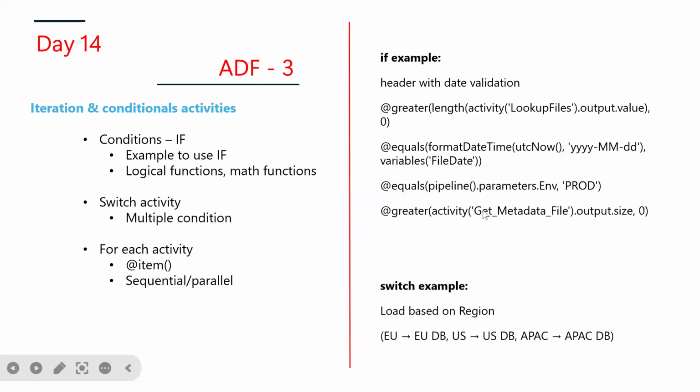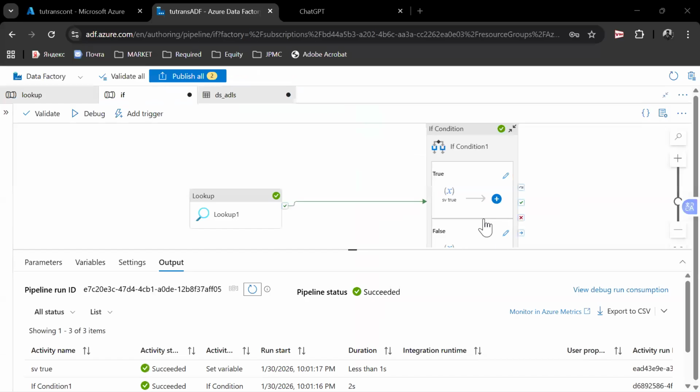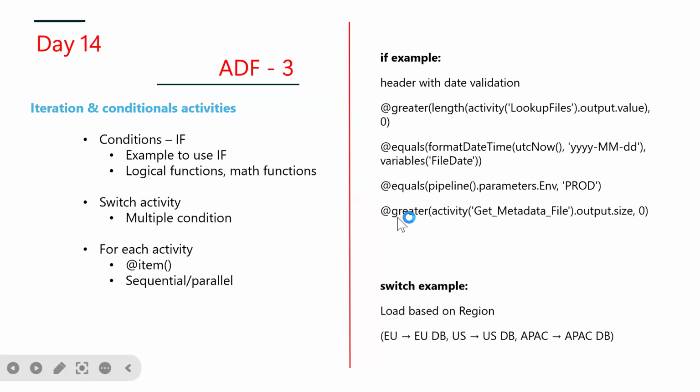Same way, maybe get metadata, we have not discussed it yet, but we'll discuss it. If the get metadata activity size is greater than 0, then we'll do something. Other than that, I can go with false. So again, I'll come back to this if when we discuss the get metadata activity. Everything is interrelated. Maybe a few people might think, why can't you cover this if activity after the get metadata activity? There will still be some gaps. That's why we are discussing slowly, and we'll come back and go here and there.